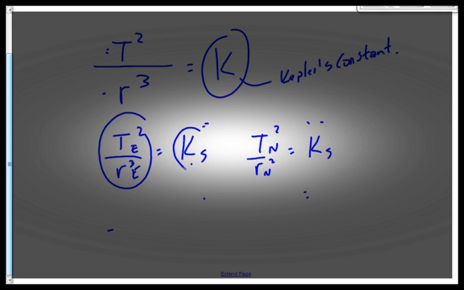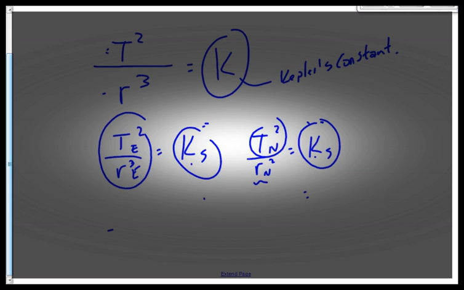Well, now we have Kepler's constant for the sun. If we know what the time of revolution for Neptune is around the sun, then we can calculate the radius of revolution because we know two of the three variables. So it allows us, given information about one planet, to deduce information about another planet. Does that make sense?